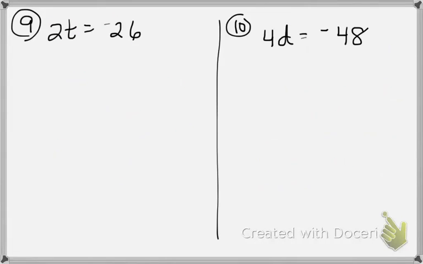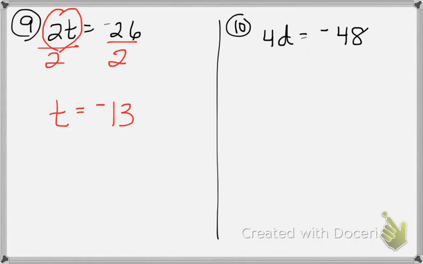Okay? All right, number 9 now becomes the marriage divorce. Classic example of marriage divorce. Because 2 and T are happily married, they get divorced. You divorce out, divide out the number 2. So negative 26 divided by 2, negative 13.